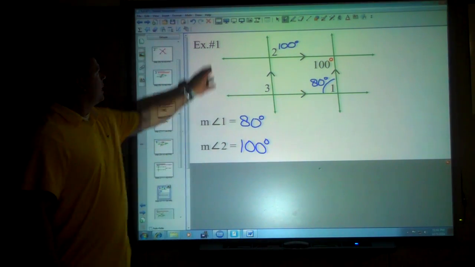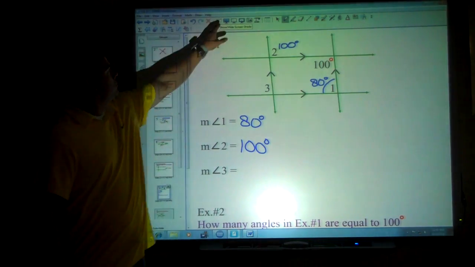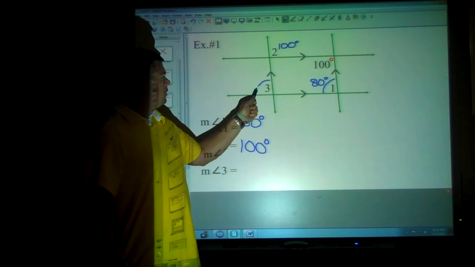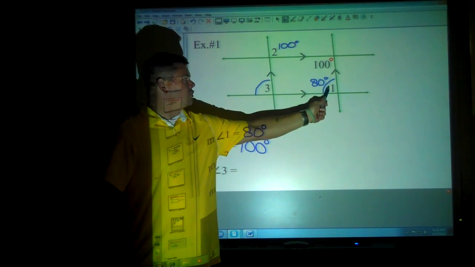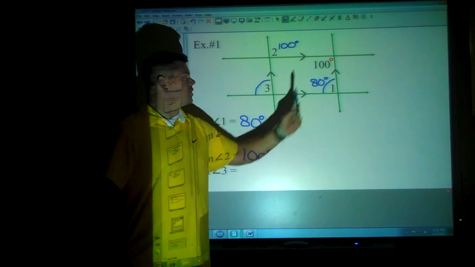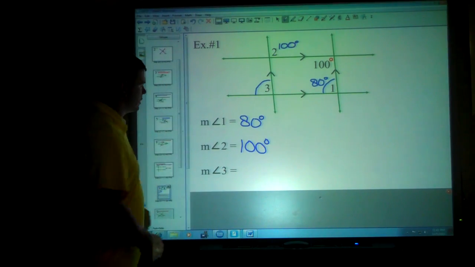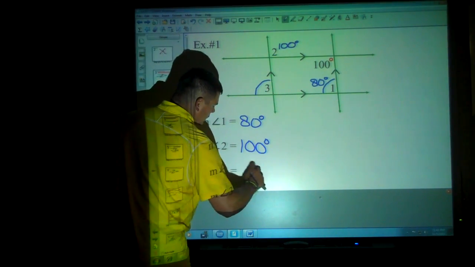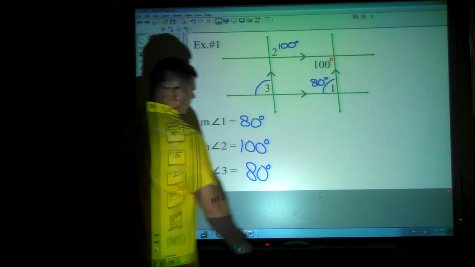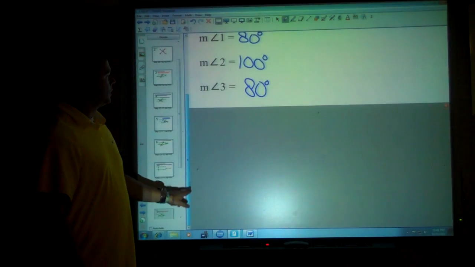Alright, and our last one is angle 3. The measure of angle 3 is in the exact same location as the measure of angle 1 is. Therefore, they are corresponding angles. Corresponding angles are always congruent, so the measure of angle 3 has to be 80 degrees. And in fact, you could do a whole lot of filling on the rest of these if you wanted to.